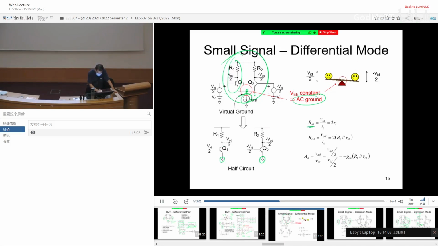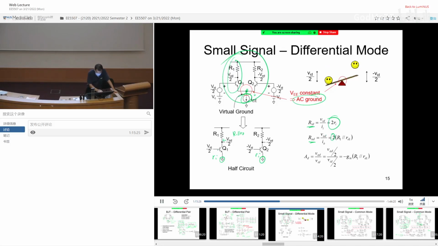The input resistance for half of them is about r_pi, but you have another half that is r_pi. So you combine the two in series, therefore you get 2 r_pi. For the output resistance, same thing. If you look at this guy, it is R1 parallel with r_o, but that is only half of it. So you have 2 of them in series, therefore you have 2 of them.